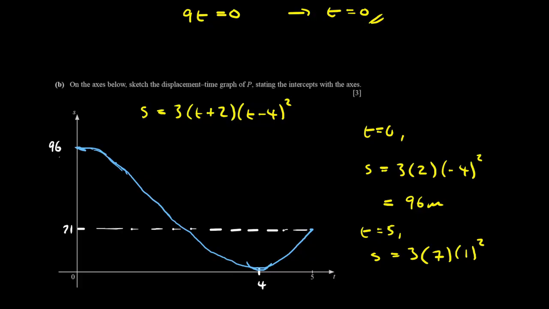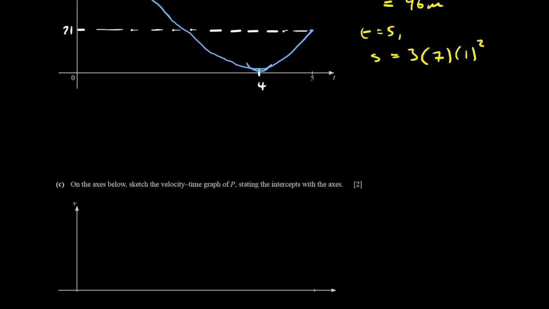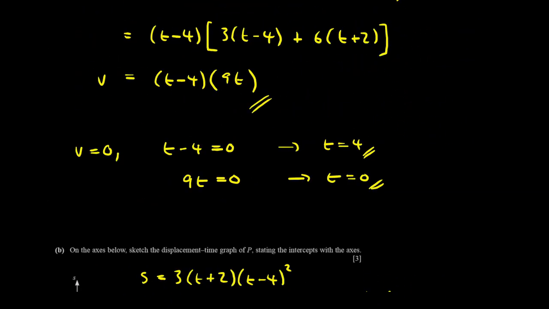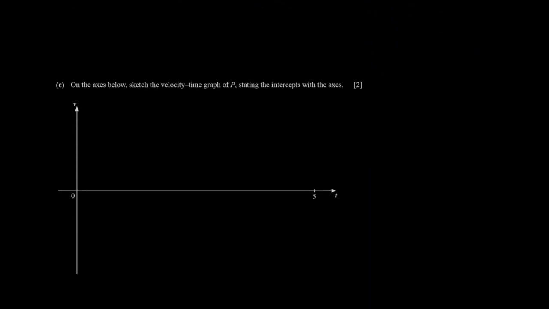Okay, then let's move on to the next part. Let's move on to part C. We want to sketch the velocity-time graph. Well, velocity we've already found. We got that function earlier on in the question. That was t minus 4 times 9t. So let's write that down. So velocity is given by 9t times t minus 4.